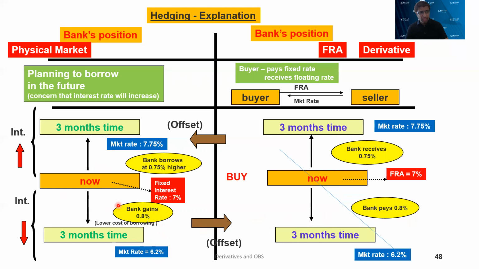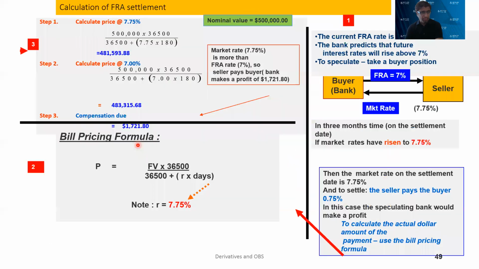At the end of this contract, if you are hedging, you are always, as a buyer, paying 7%. You are not exposed to any risk. And this is how the hedging works. So in hedging, you will have a physical market and a derivative market, and the derivative market will compensate and offset any losses here.